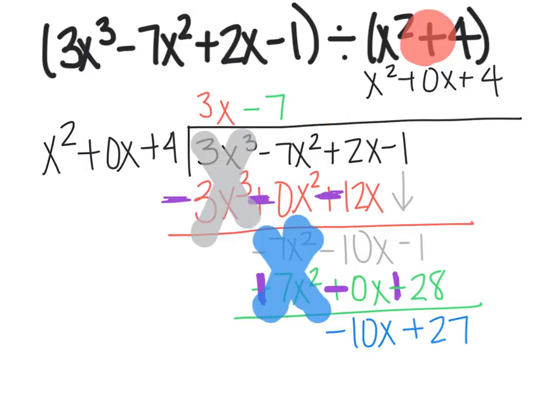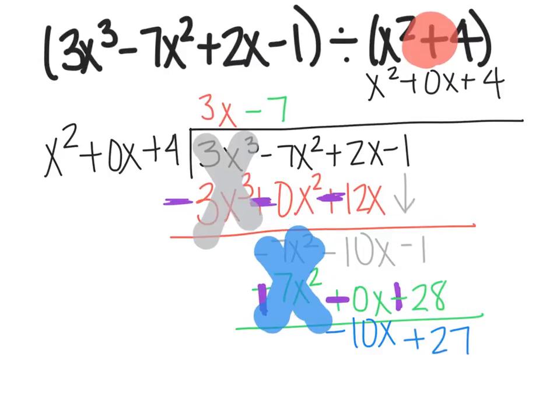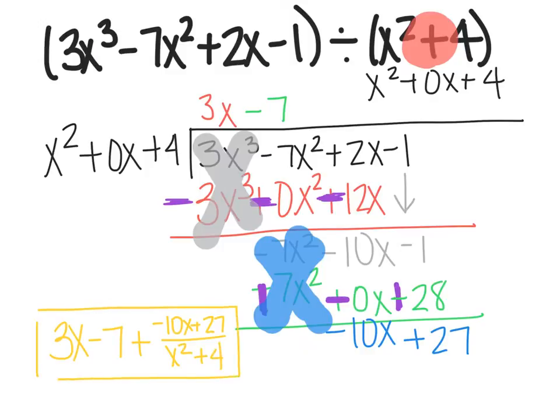So that means that I'm done, and now I just have to write my answer. My answer ends up being 3x minus 7 plus my remainder of negative 10x plus 27 divided by x squared plus 4. And this is how I would write everything.